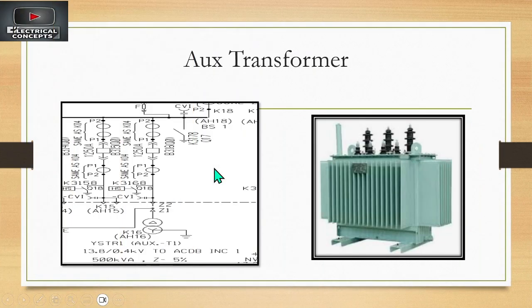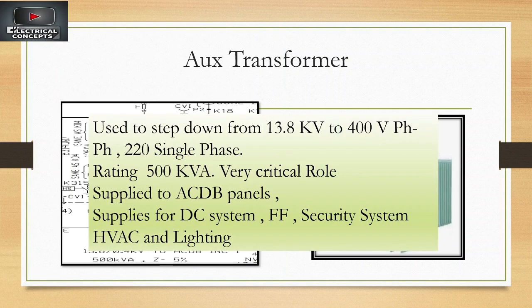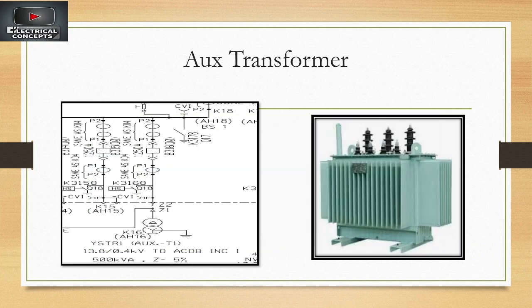Now something about the auxiliary transformer. The auxiliary transformer is used to step down from 13.8 kV to 400 volts phase to phase and 220 volts single phase. The rating of the transformer is typically 500 kVA for a normal substation. Its role is very critical, and it supplies the two ACDB panels, the DC system, firefighting system, HVAC, and lighting. The picture at the left shows the auxiliary transformer, and at right the actual transformer.